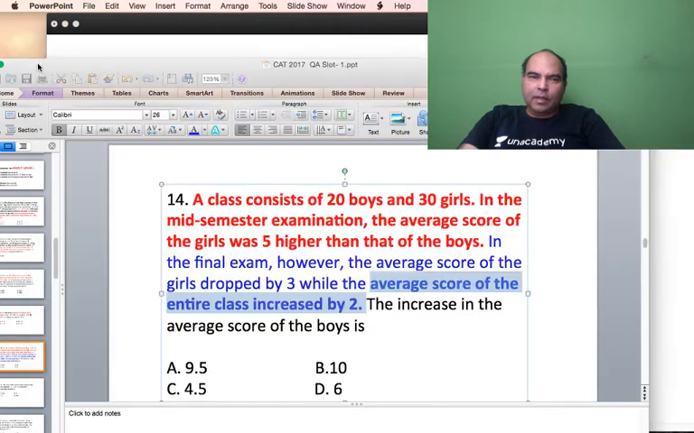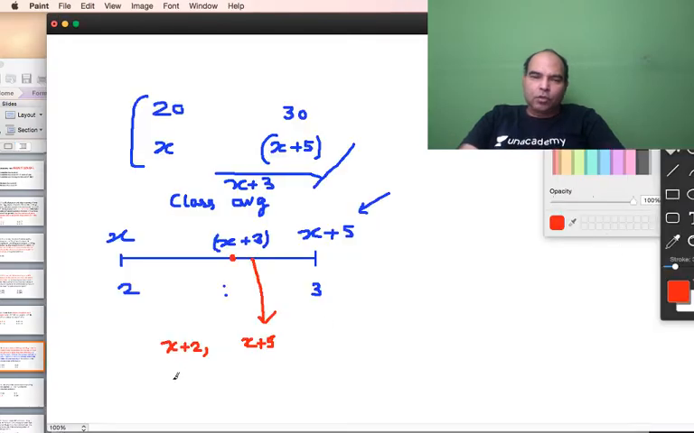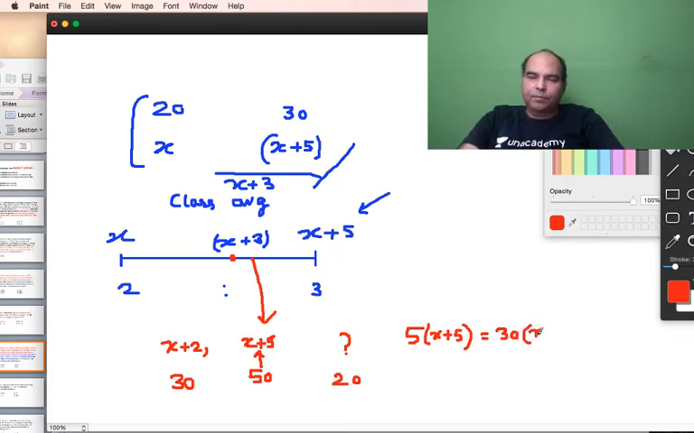And the question being asked here is, what is the average increase in the average score of the boys? So you have in the final exam 30 girls with an average of x plus 2, 20 boys whose average we don't know, and all the 50 people together have an average of x plus 5. So you can simply do 50 times x plus 5 is equal to 30 times x plus 2 plus 20 times average of the boys.